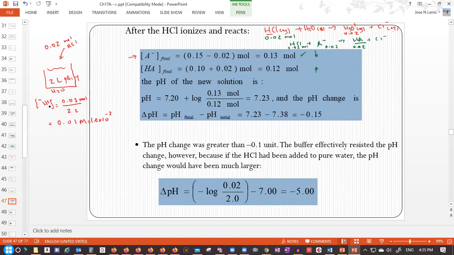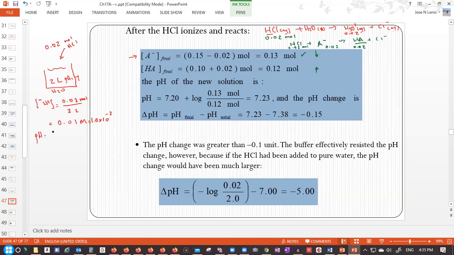So what will be the pH of a solution containing that concentration of H plus? pH will be negative log of the concentration of H plus, which is 1.0 times 10 to the negative 2. What is the pH of this? 2. Look, if you have 2 liters of water and add 0.2 moles of hydrochloric acid, the pH goes from 7 to 2. Wow. It's a huge pH change.